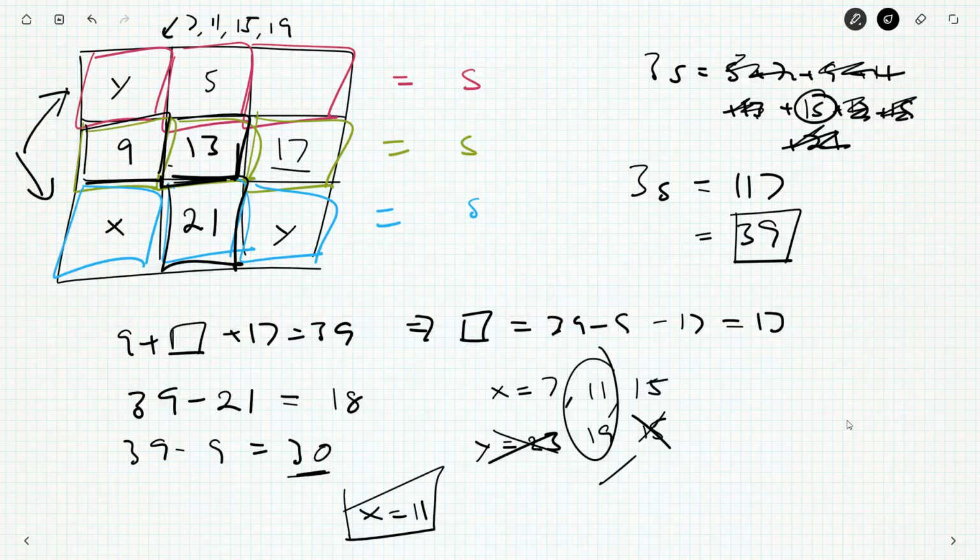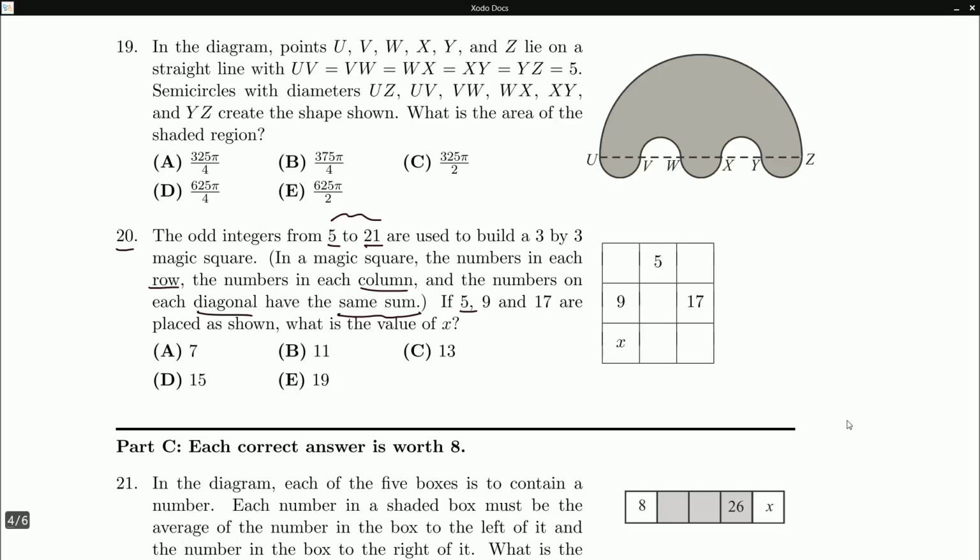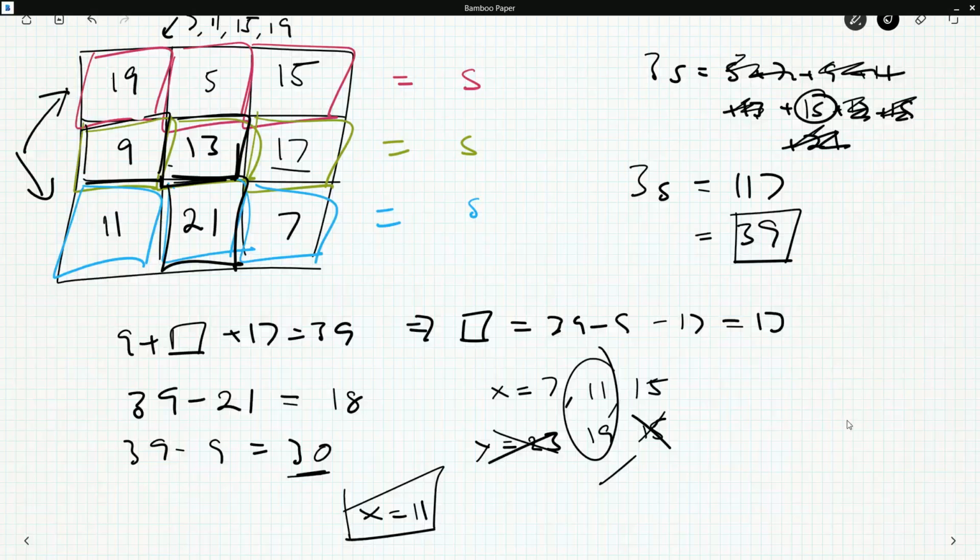Okay, and we can even fill in the rest of this thing right here. Oh, I already had a y over there. Should have called that z, I guess. But we get 11, we get 19. This will be 7 down here. And we're missing 1. This will be 15 up here. Okay? So it's not the only way to do the question, but it certainly gets the job done. So our answer is 11, and that's going to be B.